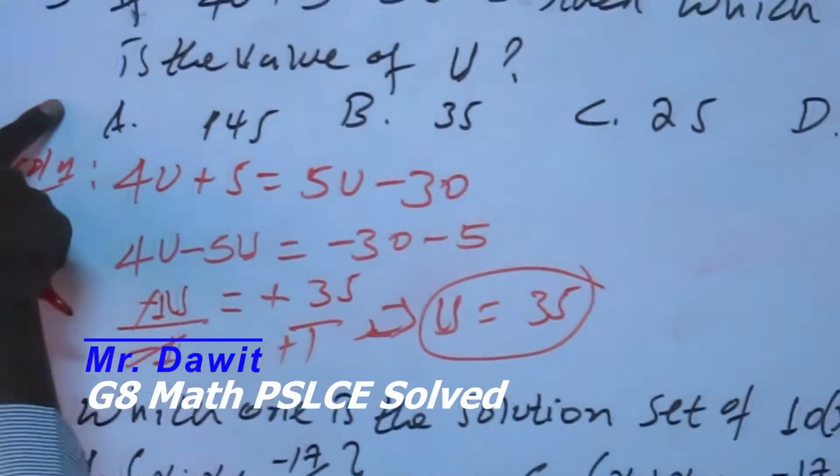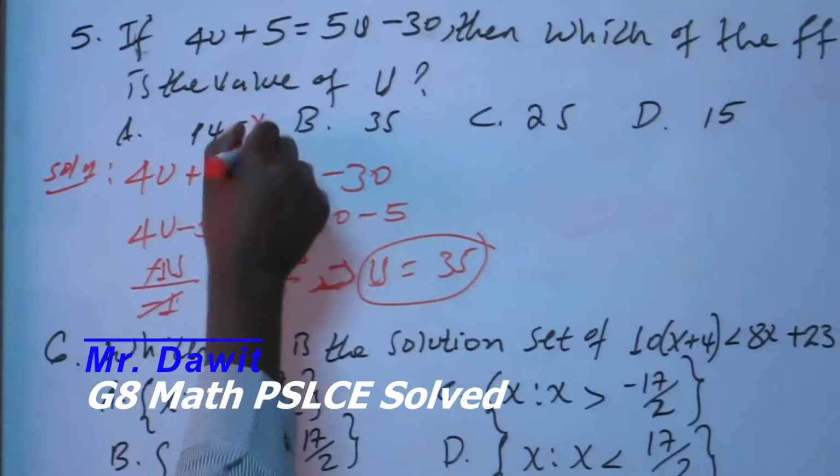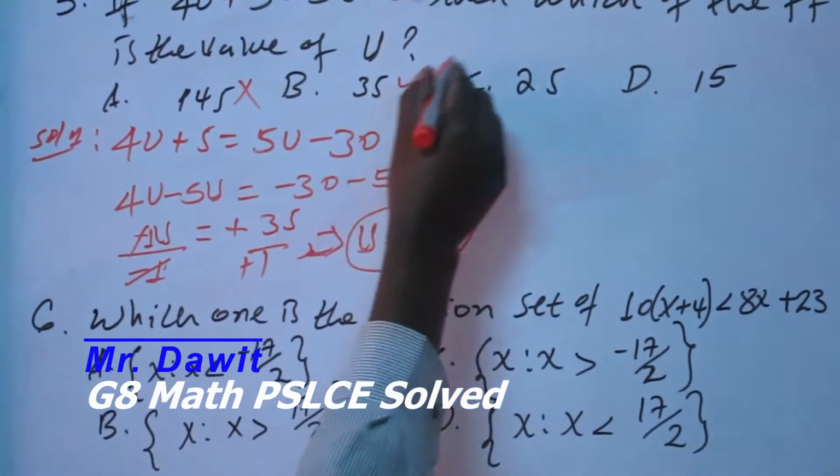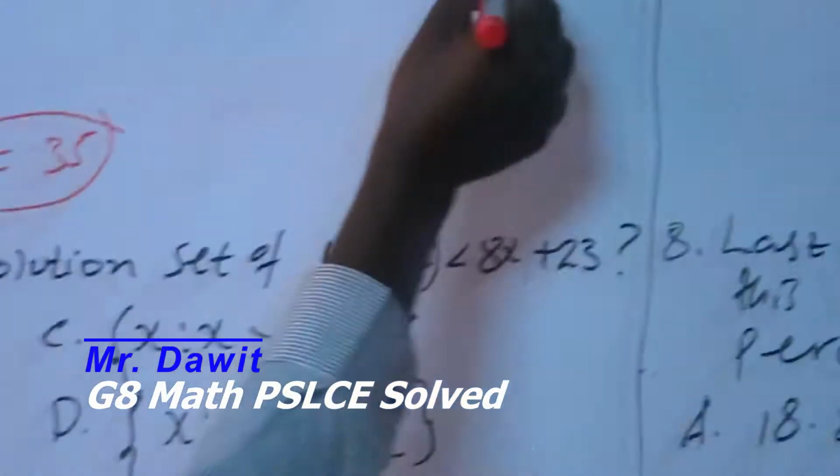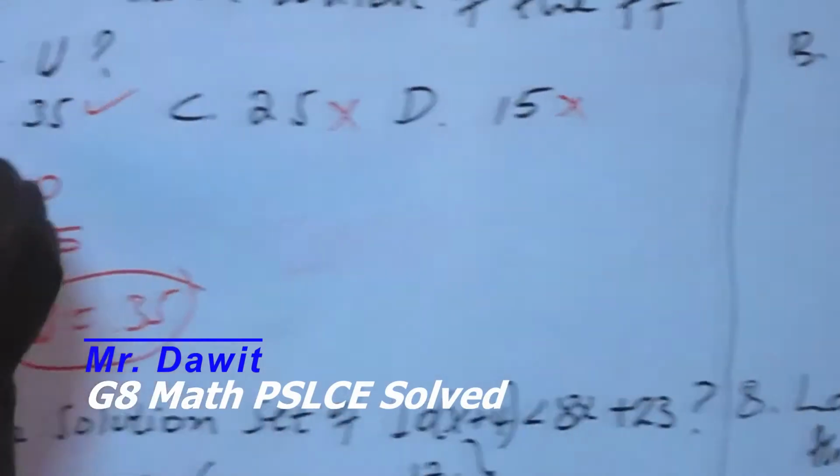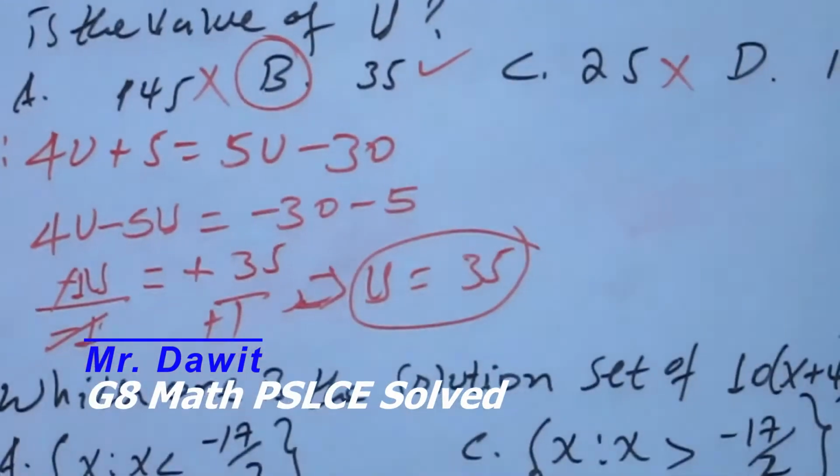Now let's move to our choices. A says 145, it is not. B, 35, it is right. C, 25, it is not. And D says 15, it is not. So our answer is B.